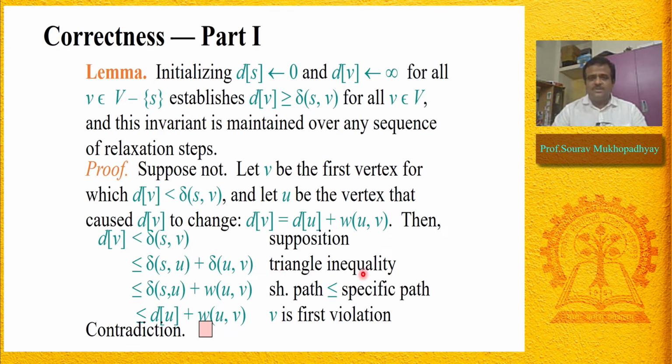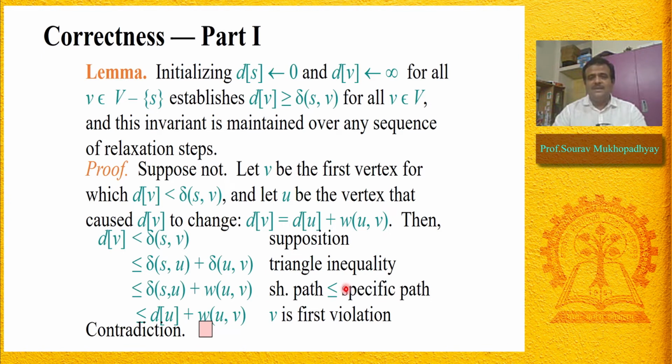Now, we will use the triangular inequality. We are at S, and we want to go to V. The triangular inequality tells us that delta of S comma V is less than or equal to delta of S comma U plus delta of U comma V. And UV is the direct edge, because U is already in S and V is the first vertex for which it is violating. So this is the direct edge UV, and this is delta of S comma V.